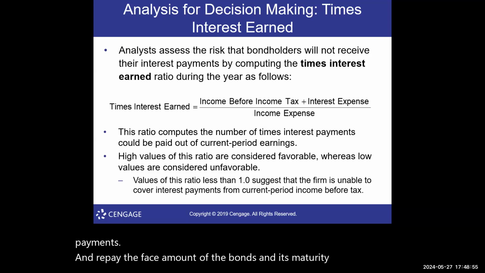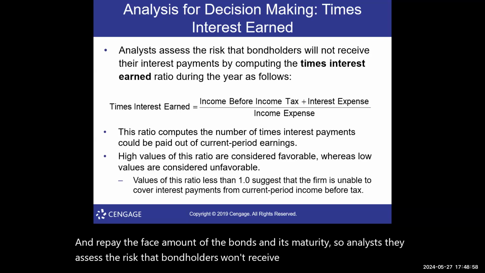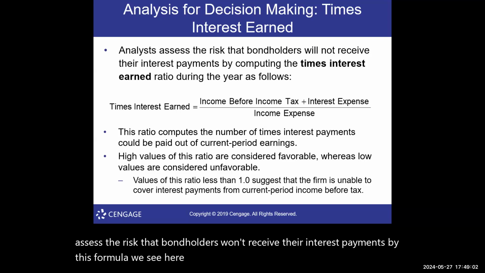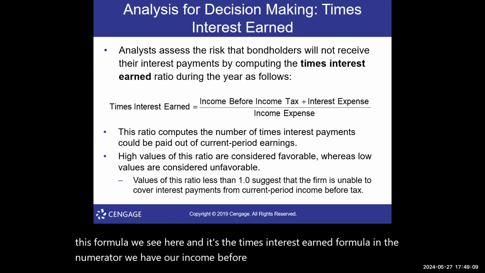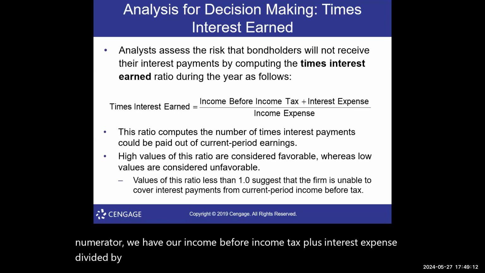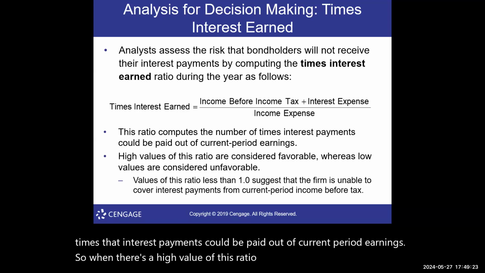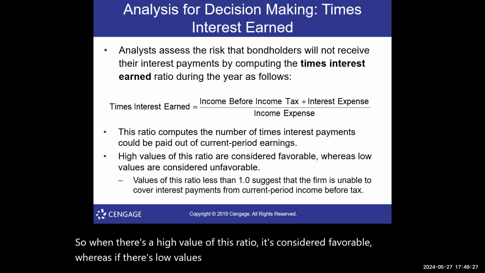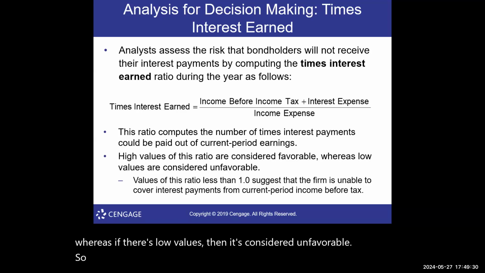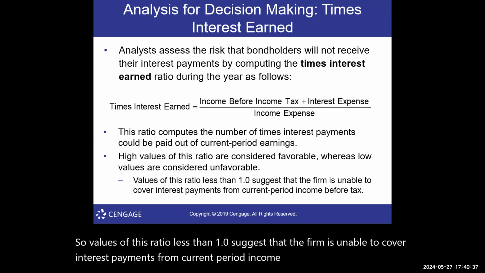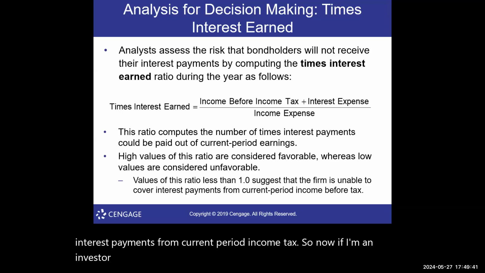So analysts assess the risk that bondholders won't receive their interest payments by this formula we see here. It's the times interest earned formula. In the numerator, we have our income before income tax plus interest expense, divided by the interest expense. This ratio computes the number of times that interest payments could be paid out of current period earnings. When there's a high value of this ratio, it's considered favorable, whereas if there are low values, then it's considered unfavorable. Values of this ratio less than 1.0 suggest that the firm is unable to cover interest payments from current period income. So now, if I'm an investor and the ratio is less than 1, I more than likely will not lend money to this company.